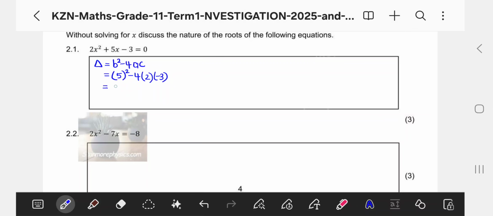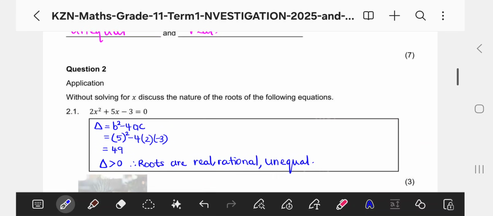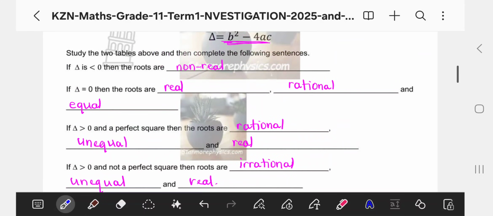Now we're going to simplify this, and it should give us 49. What we notice here is that the discriminant is greater than 0. Therefore, the roots are. When the discriminant is greater than 0, we know that the roots are real, they are rational, and they are unequal. Where are we getting this information from? If we scroll back up, it's the information that we had just filled in.